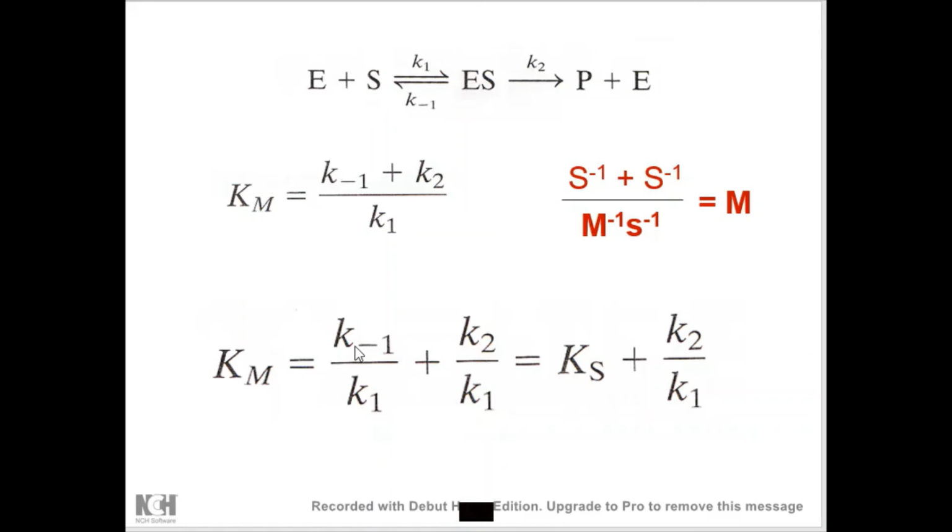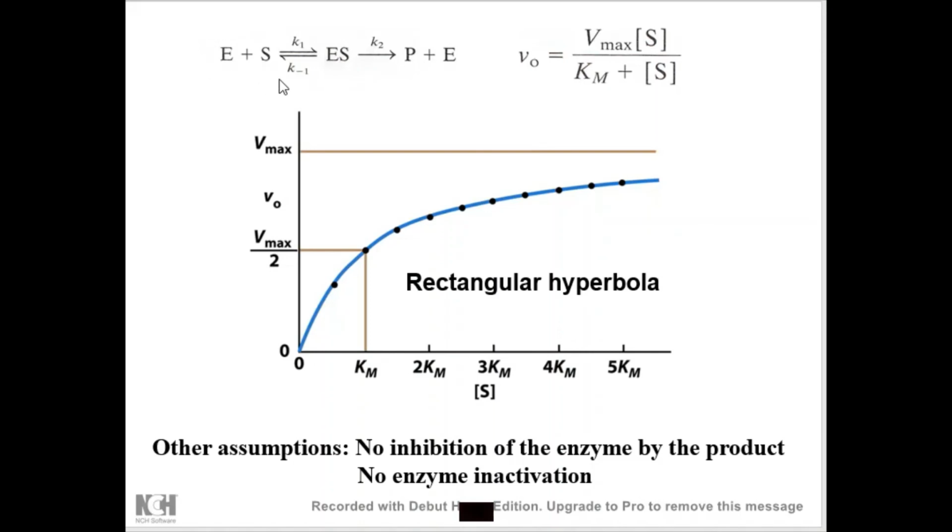If you rewrite Km in this expression, K-1 over K1 plus K2 over K1, so this is just rewritten, in some cases K2 is much lower than K-1, and you can neglect this term in the equation, and your K-1 over K1 is just the dissociation constant of the enzyme substrate complex. So meaning that the lower the Km, the higher the affinity of the substrate to the enzyme. You need to remember the Michaelis-Menten kinetic scheme and Michaelis-Menten equation.